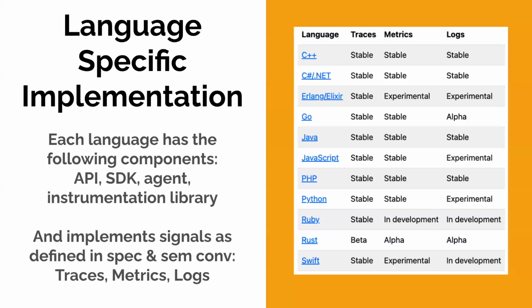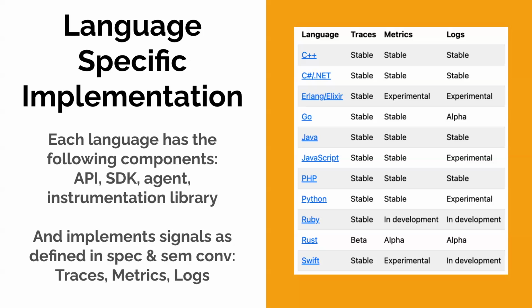Language-specific implementations. Each language has the following components. We have the API and the SDK, and you'll remember Tejas talked about this in his talk when we saw an example of the Kubernetes operator, which is one of OpenTelemetry's working groups. We have an agent and we have an instrumentation library. And for many languages, but not all, there is an auto instrumentation library that will go ahead and set up your instrumentation for you. And each language implements signals as defined in spec and SemConv, and those are traces, metrics, and logs.